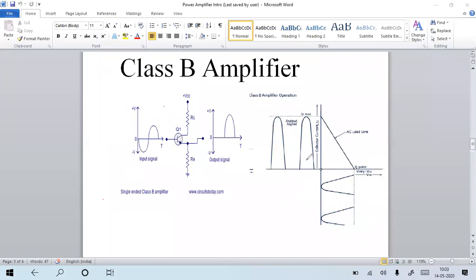Okay. So when the device is off, at that time the output voltage is VCC. Whenever the device is on, the output voltage follows the alternating current. Getting my point? Okay. Next, how it will improve the efficiency, we discussed.